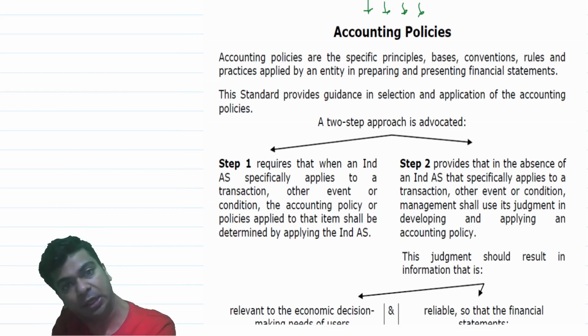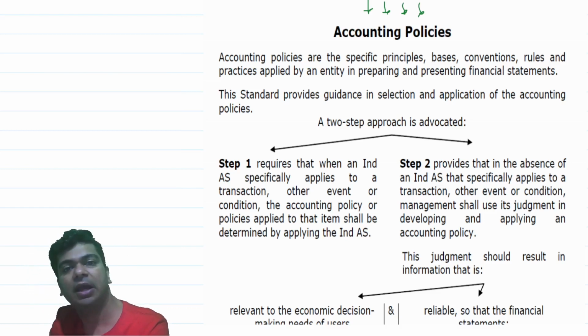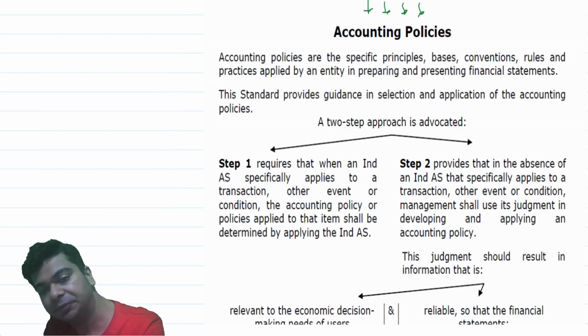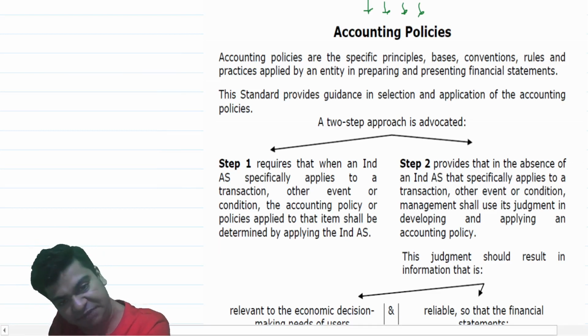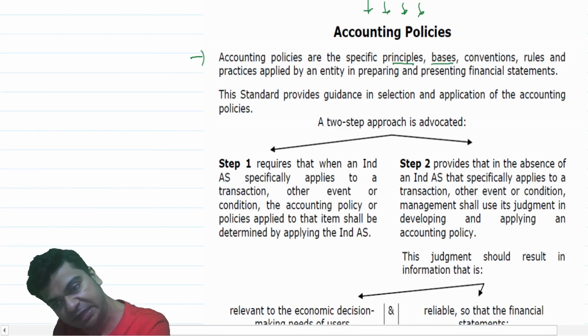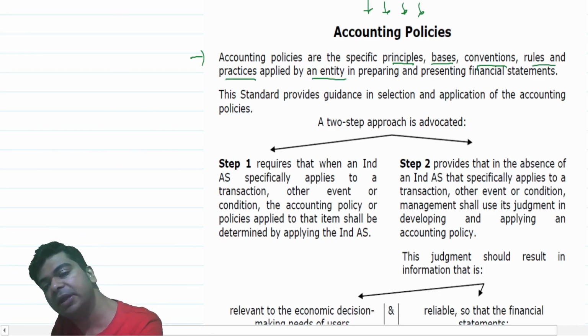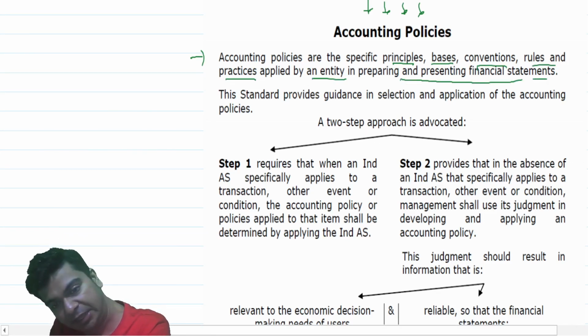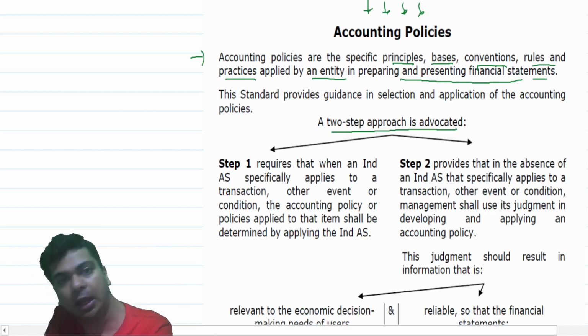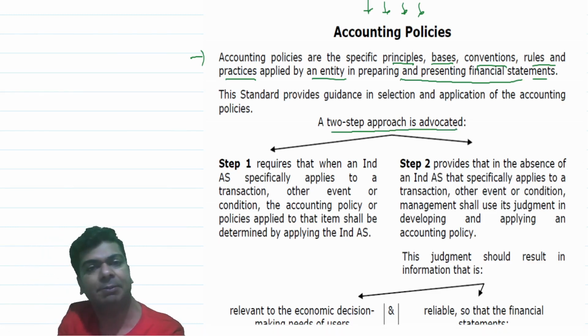Many a times you will get a choice of accounting policies. At that time, Ind AS 8 is guiding us that how exactly the accounting policy should be selected. If you see the definition, they say accounting policies are specific principles, bases, conventions, rules, and practices applied by an entity in preparing and presenting the financial statements. And then they have given us a 2-step approach. How should the accounting policies be selected? We have a 2-step approach, and it's pretty simple.